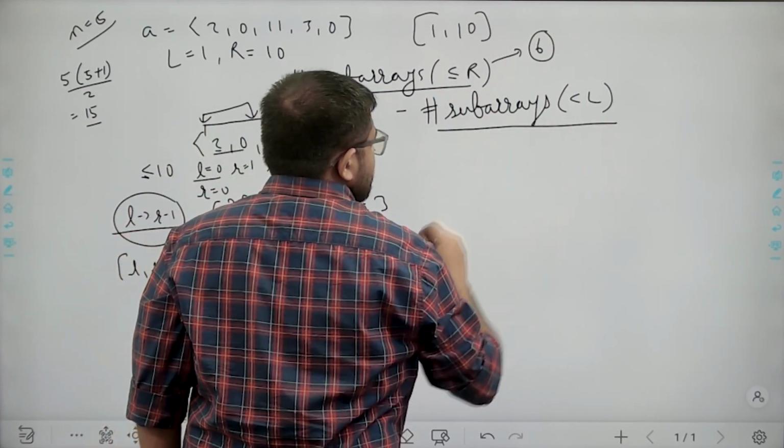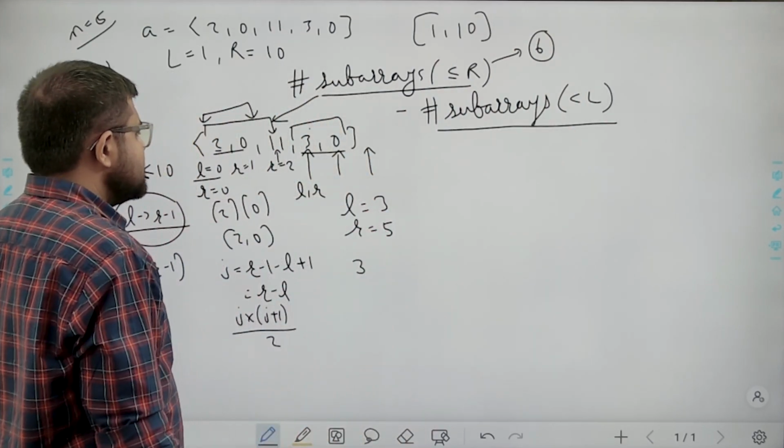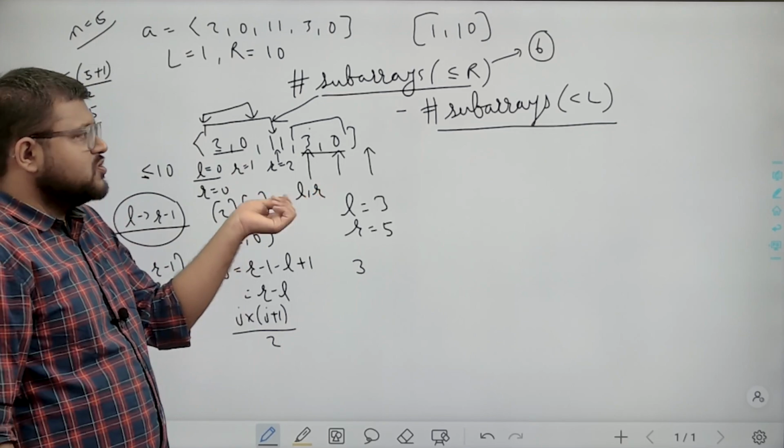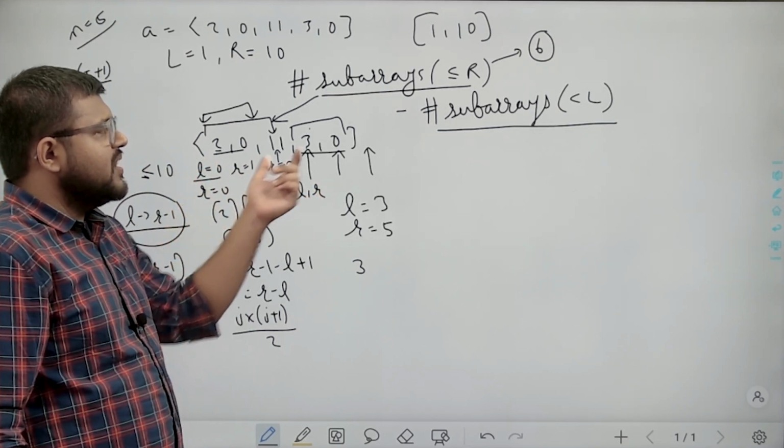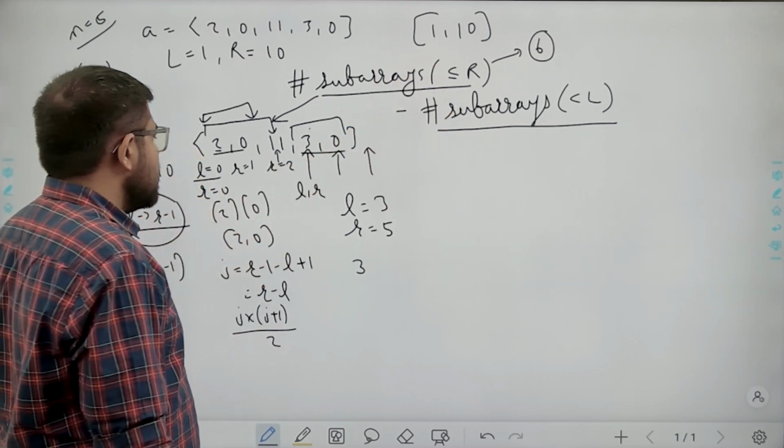Now I want to calculate the number of subarrays with values less than L. So I repeat the same process, but now instead of including elements less than or equal to R, I include the elements in the subarray where values are less than L, okay?